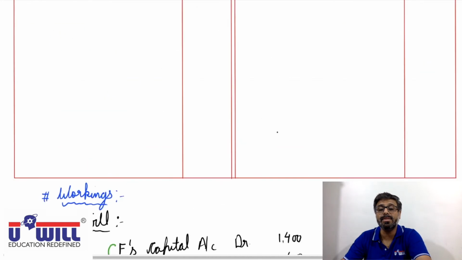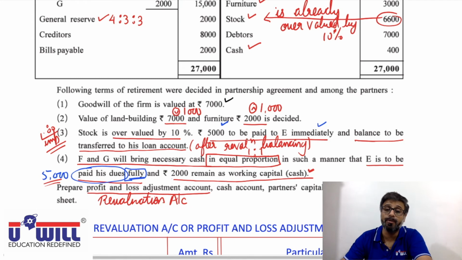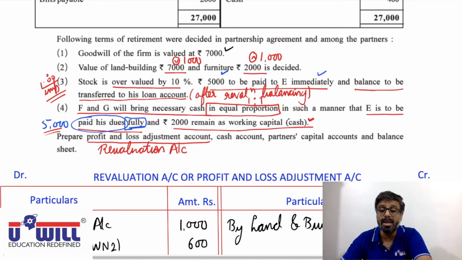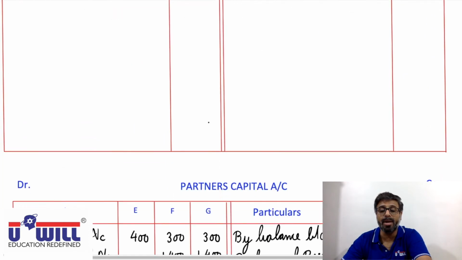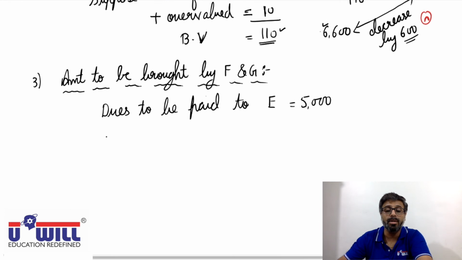Did you all understand this? 5,000 is to be paid to E as given in adjustment 3, and in adjustment 4 also, as I said to you, E is to be paid his dues fully. Here fully doesn't mean full amount. Fully means as decided in adjustment 3, that full amount of 5,000. Okay. Now we have to keep 2,000 as working capital, but we have only 400 rupees in cash. So how much extra amount should be brought? For working capital or cash balance to be maintained.